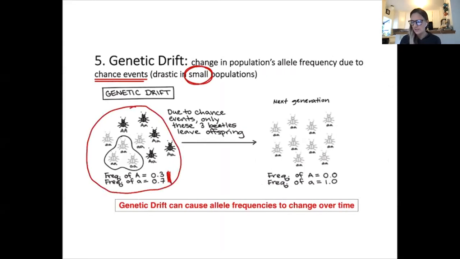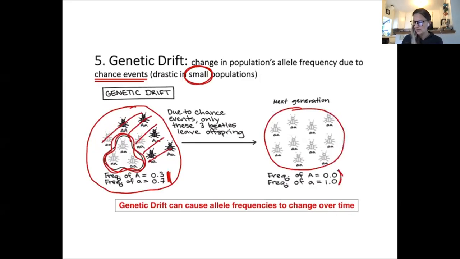Due to a chance event, only 3 beetles, these ones circled, can have babies. The rest of them, let's say, have been swept away by a windstorm. And so that has completely changed our allele frequencies very dramatically, because this is a small population. So genetic drift, chance events, can cause changes in allele frequencies, driving microevolution. And I want to give 2 examples of that in the next slide.